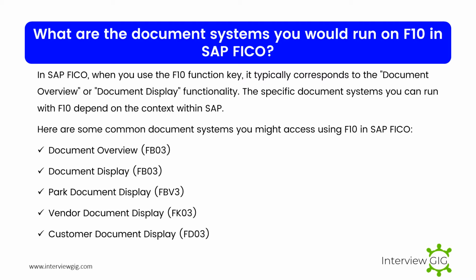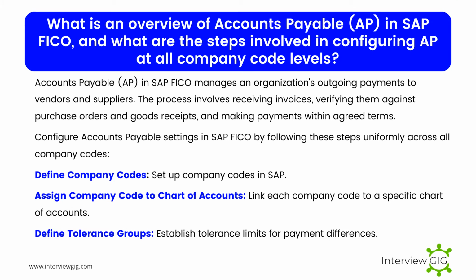What are the document systems you would run on F10 in SAP FICO? In SAP FICO, when you use the F10 function key, it typically corresponds to the document overview or document display functionality. The specific document systems you can run with F10 depend on the context within SAP. Here are some common document systems you might access using F10 in SAP FICO. Document Overview, FB03. Document Display, FB03. Park Document Display, FBV3. Vendor Document Display, FK03. Customer Document Display, FD03.